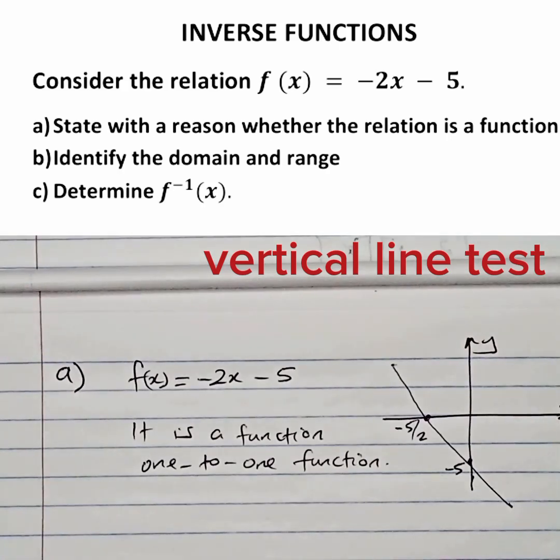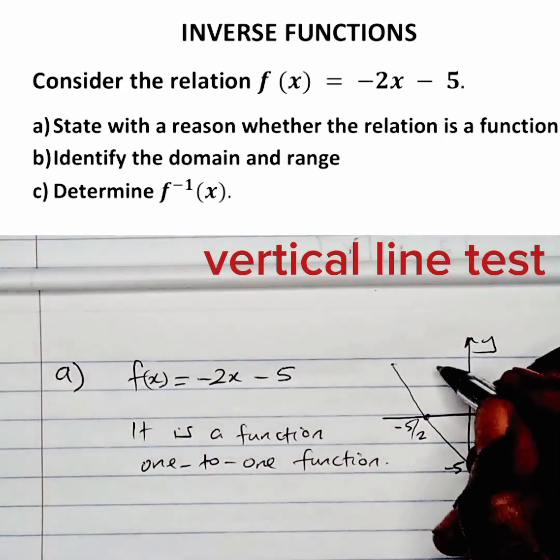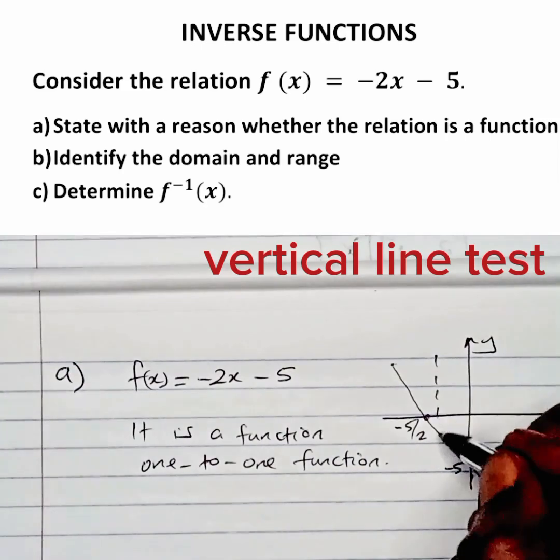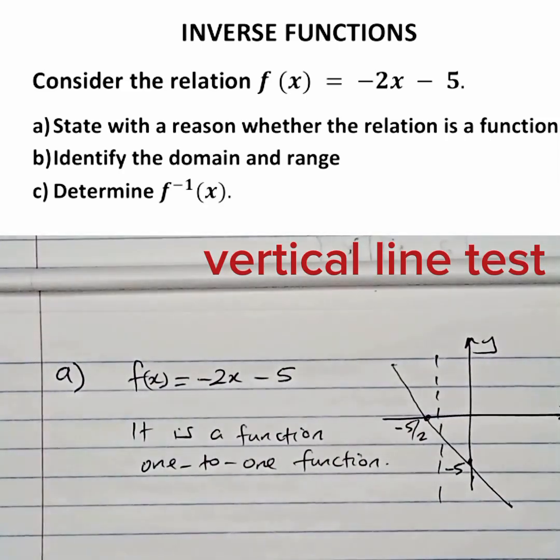Okay, now you're going to do a vertical line test. You draw a vertical line that goes down there, and what you realize is that the vertical line cuts the graph once, and that means we have a one-to-one relationship. So it is a one-to-one function. So it is a function.